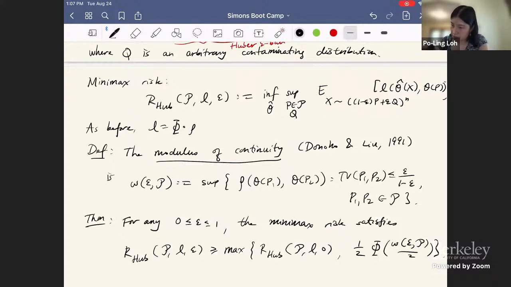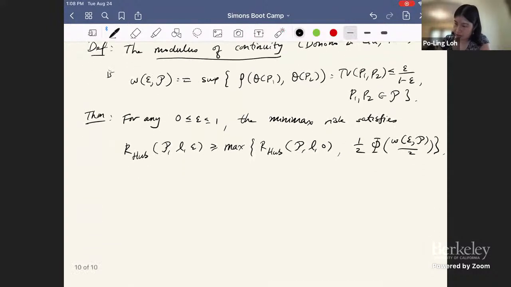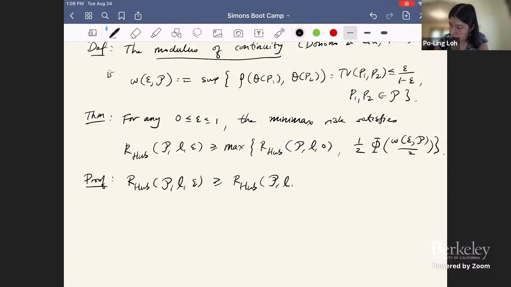Okay, so going back to our theorem. So our theorem says that we want to look at this Huber risk, and we can take the max of 2 quantities. And really, the first quantity is sort of trivial. So let's go through the proof of this. Okay, so the first remark is that the fact that R Huber PL epsilon is greater than or equal to R Huber PL0 is trivial. So this is just the usual risk. So this is the non-robust, or I'll just say usual minimax risk.